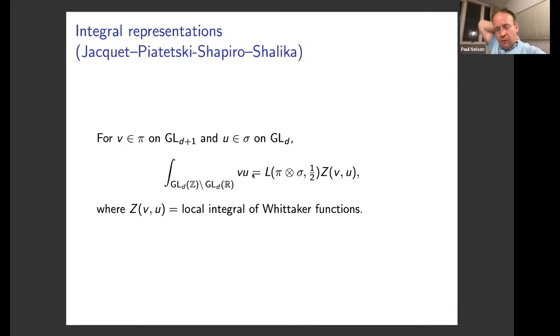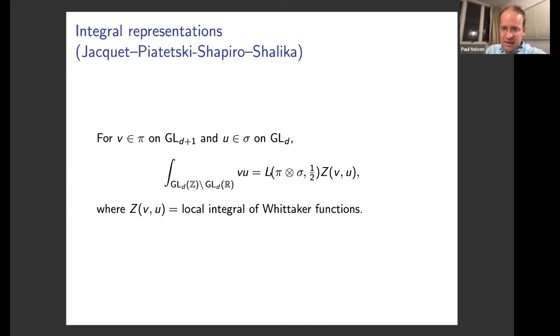So, for example, the way people prove that L-functions are holomorphic or entire is they write down this integral. And then, for example, if pi and sigma are cuspidal, I guess the left-hand side always converges absolutely. So that thing will be holomorphic once you start varying anything, like if you vary these things by twisting them. So the main point then is to know that you can actually choose vectors so that the zeta integral, this local integral Z(V,U), is non-zero.